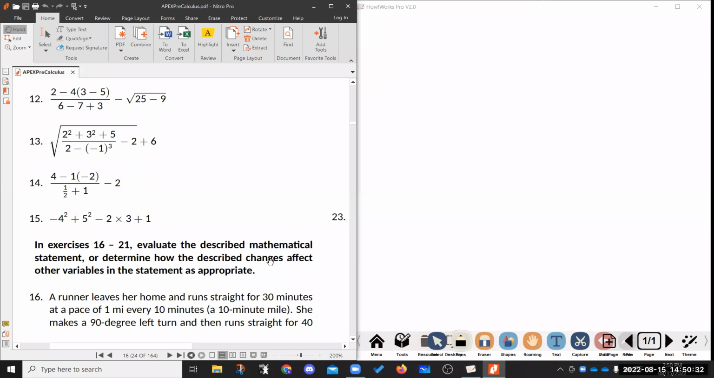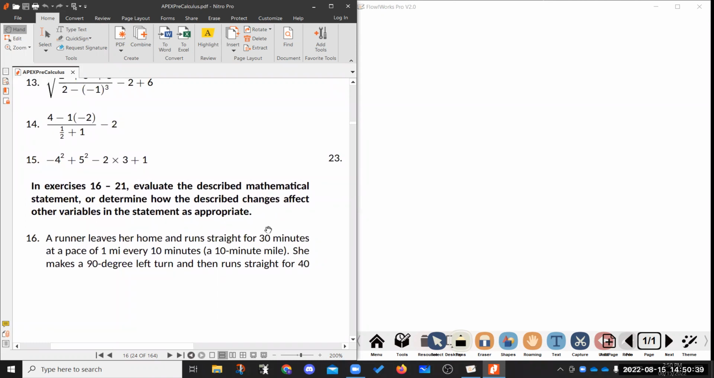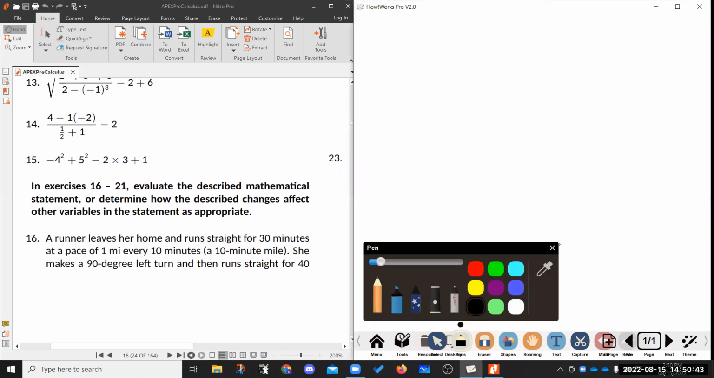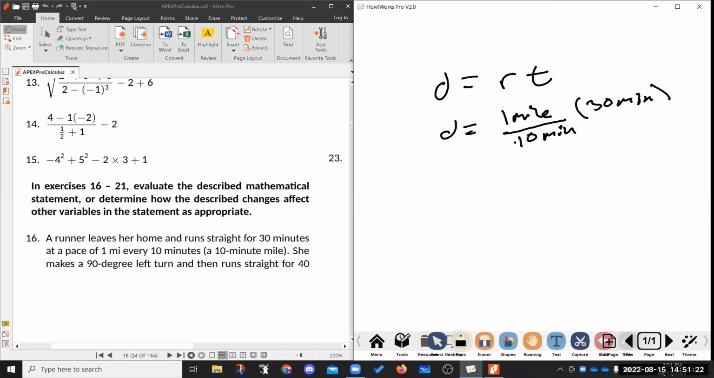It says evaluate the described mathematical statement, determine how the described changes affect other variables in the statement as appropriate. The runner leaves her home and runs straight for 30 minutes at a pace of 1 mile every 10 minutes. So distance is equal to rate times time. That's the equation here. So she runs at a rate of 1 mile for every 10 minutes for 30 minutes. That goes into there 3 times. She's run a distance of 3 miles.